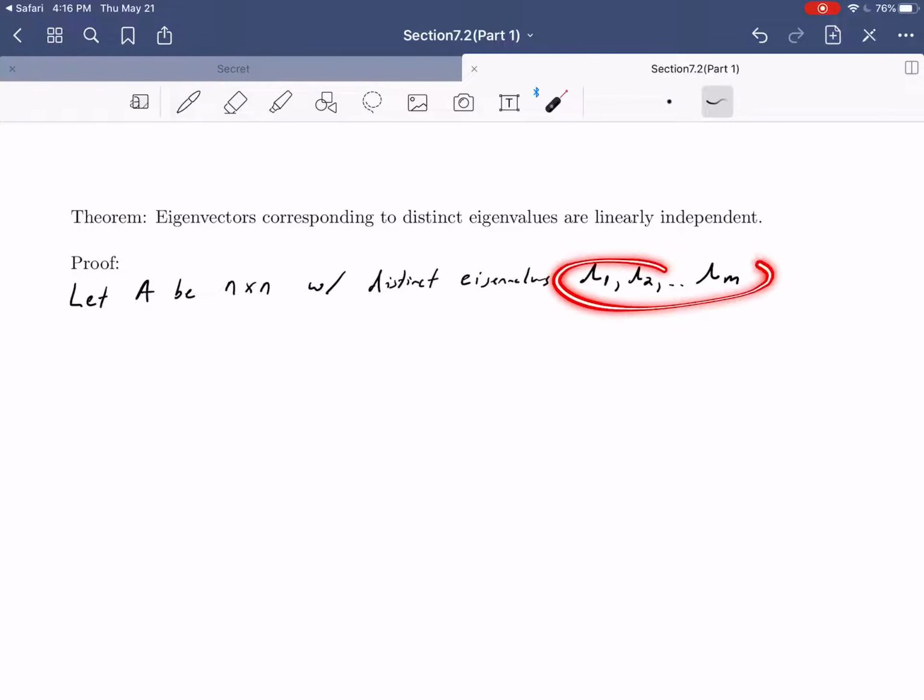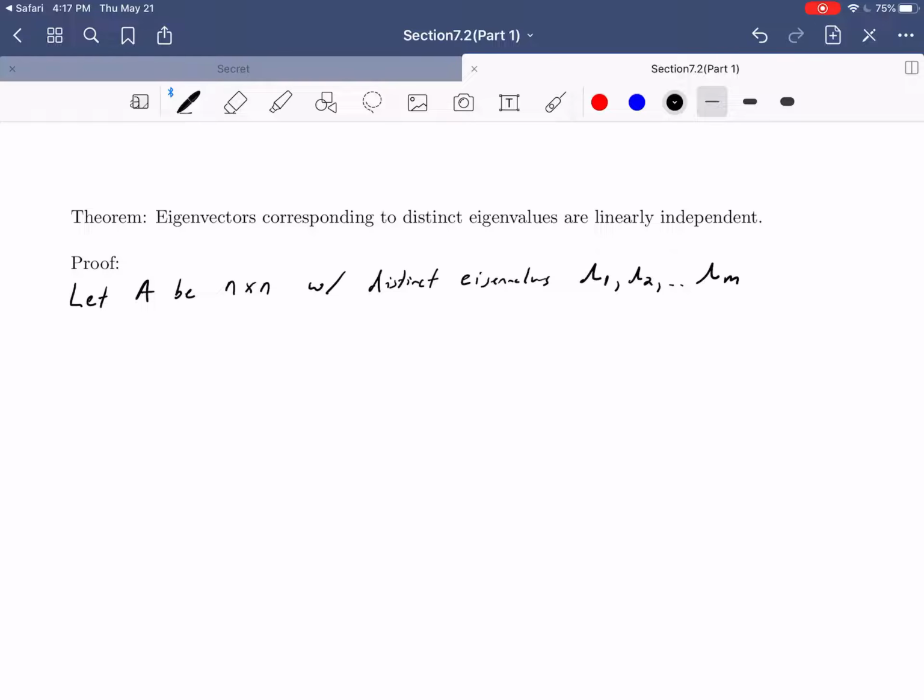Again, we don't know how many eigenvalues there are, but certainly this m has to be less than or equal to n because we know that the eigenvalues are roots of the characteristic polynomial, and the characteristic polynomial is going to be of degree n, so it can have at most n roots. So we know that m is less than or equal to n, but that's not really relevant for this proof. So we're just going to say that these are distinct eigenvalues, lambda 1, lambda 2, down through lambda m.